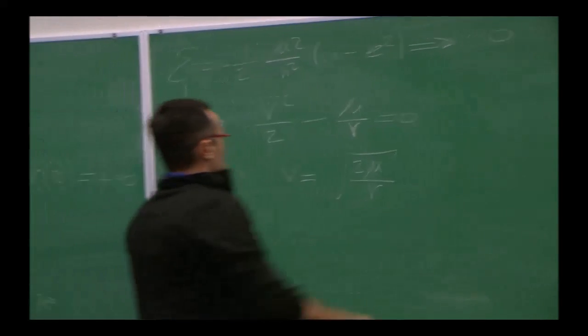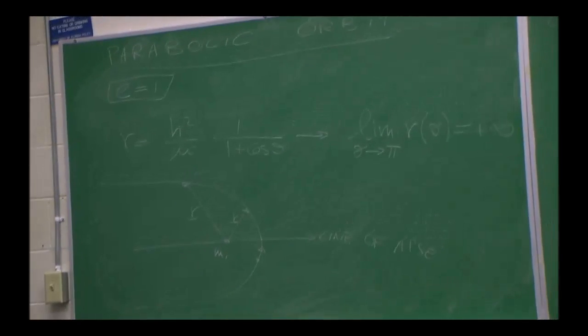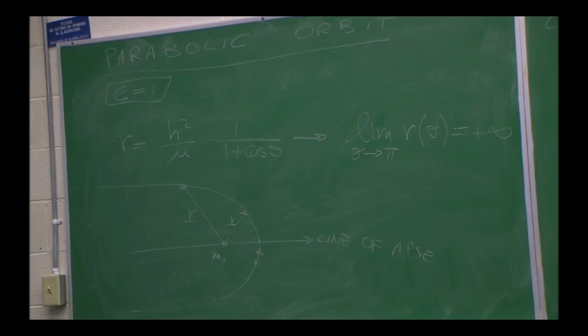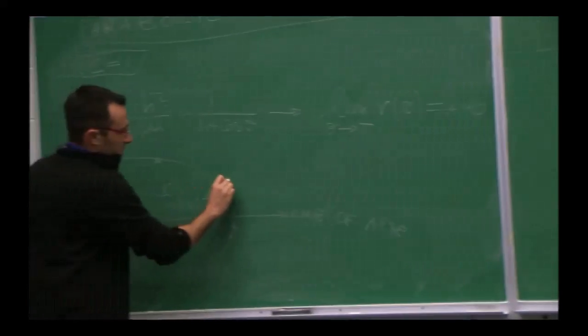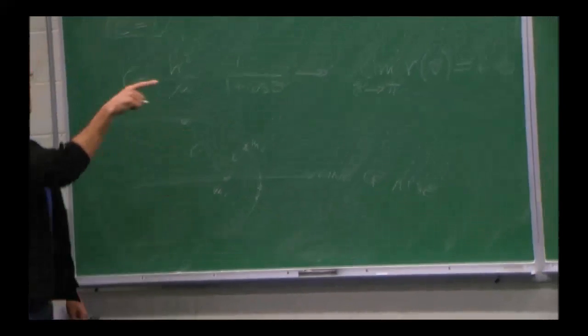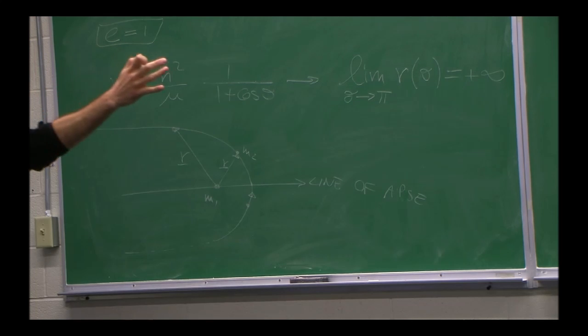So this expression here has a name. This is called escape velocity, v escape, because this is the velocity that you need at a certain distance from the attracting planet. So here you have your spacecraft M2. If you are at some distance r and you have that velocity, it means that you are on a parabolic path and you are coasting to infinity eventually, and you will get there with 0 velocity.